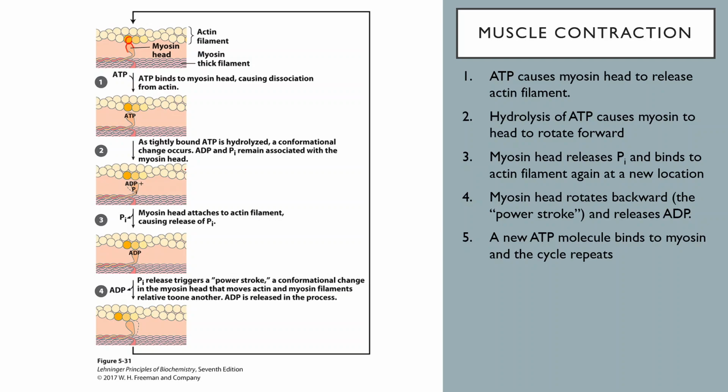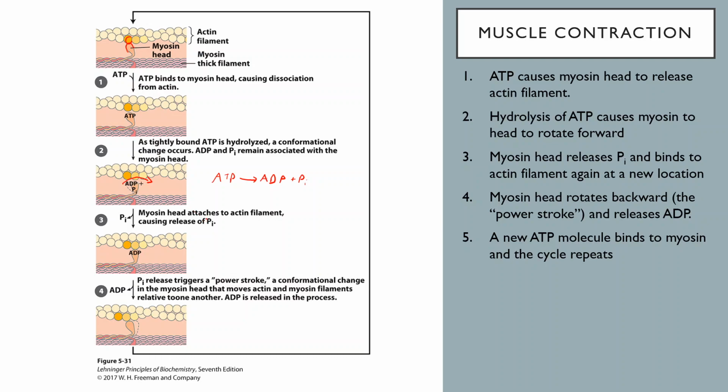And in so doing, the myosin head uses the energy from that hydrolysis to rotate forward. So the myosin head rotates this direction as it hydrolyzes ATP. But it still has ADP. So of course, when we hydrolyze ATP, we are releasing ADP and an inorganic phosphate. That's what the little Pi means. So now the myosin head has an ADP and an inorganic phosphate attached.